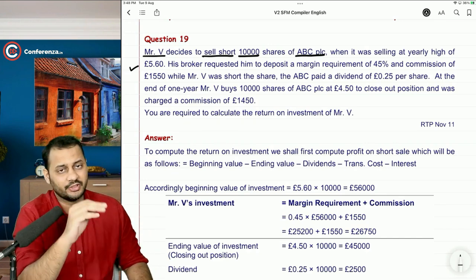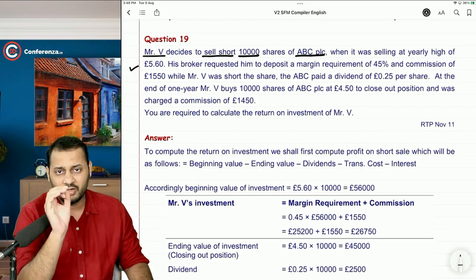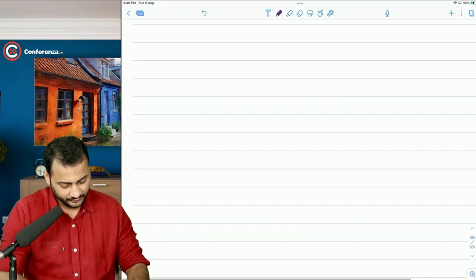Now there is one concept of short selling. I have discussed this with you in the portfolio management chapter. What happens is that, let me just clear it to you.